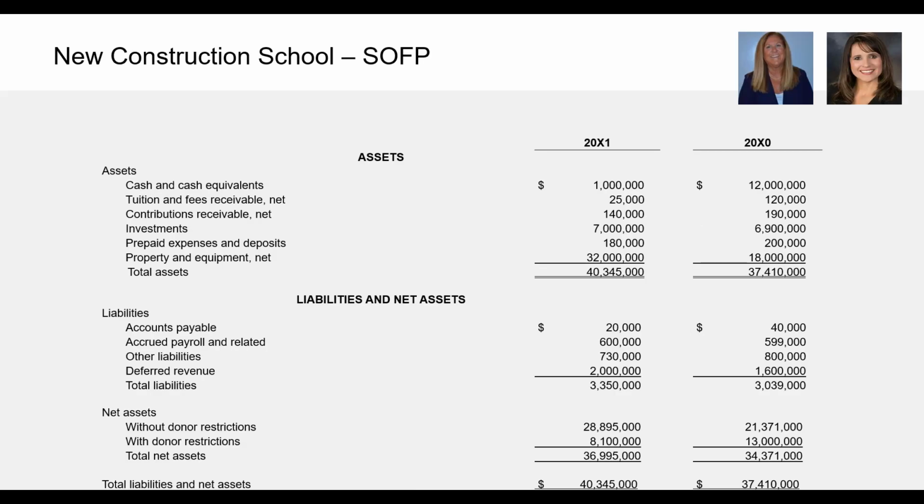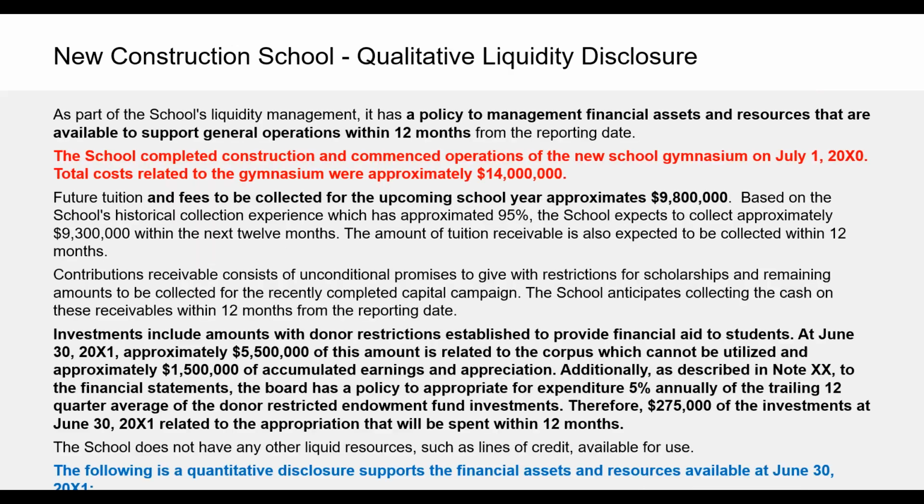So let's look at what it might look like. Let's say there's new construction going on with the school, because schools have all different phases of life, right? So you've got your endowment disclosures, you've got liquidity, but what happens when you go into that new phase of life where it's a new construction process? So here is a balance sheet from a school that is going through construction, and you'll see here they've got 40 million in assets. They've got another 36 million in net assets.